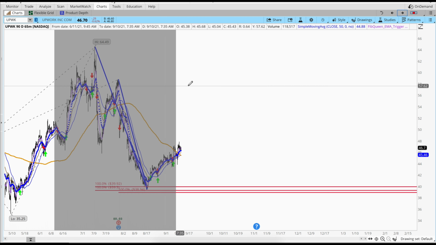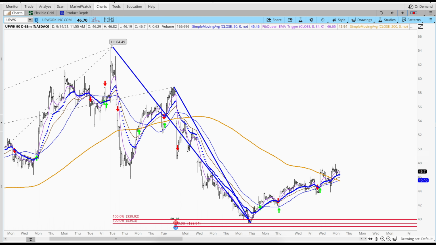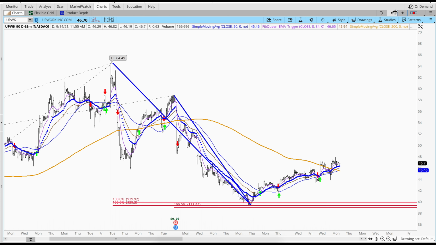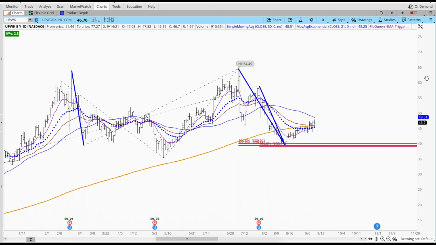On the hourly chart, price is also up above that 200 moving average as well. So not financial advice, this is what you can do. You can pick up some shares, pick up some fractional shares with UPWORK, but you gotta set your stop below this pivot low.